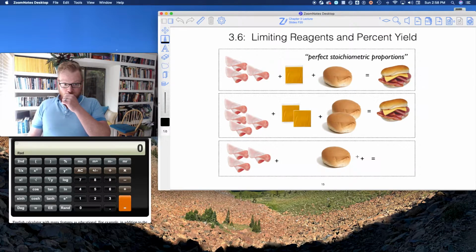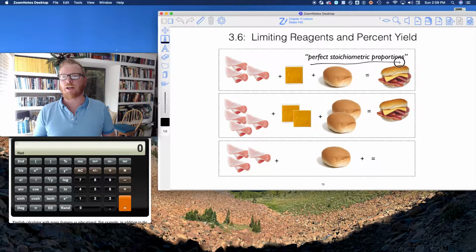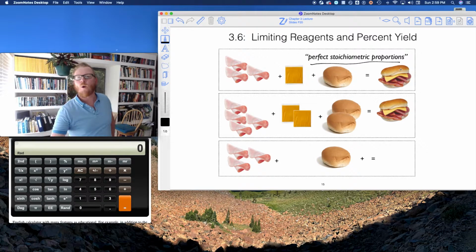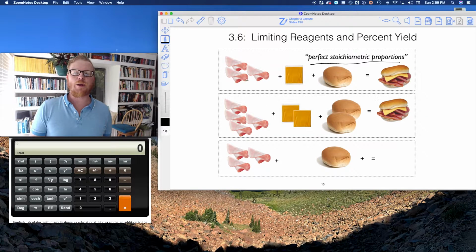To set up the limiting reagent discussion, let's pretend we're making ham and cheese sandwiches, okay? Let's suppose Gordon Ramsay tells us that to create the perfect ham and cheese sandwich, we need exactly 3 pieces of ham, 1 piece of cheese, and 1 bun, okay? And this is what we call our perfect stoichiometric proportions, okay? One sandwich has a ratio of 3 pieces of ham to 1 piece of cheese to 1 bun, all right?